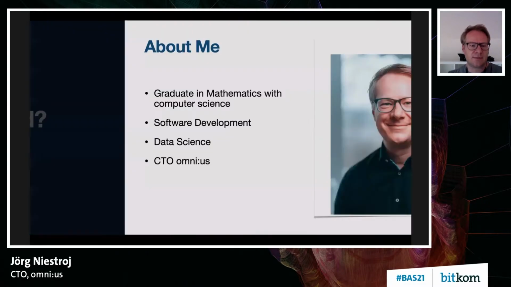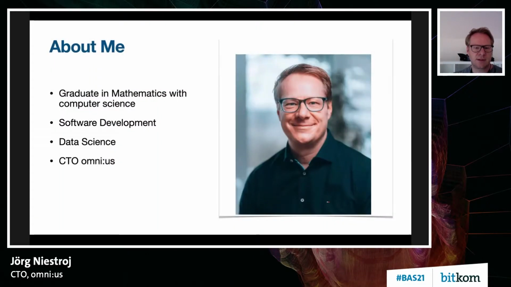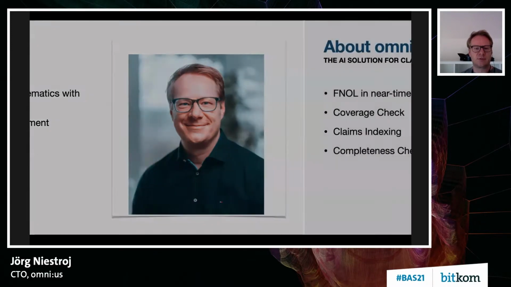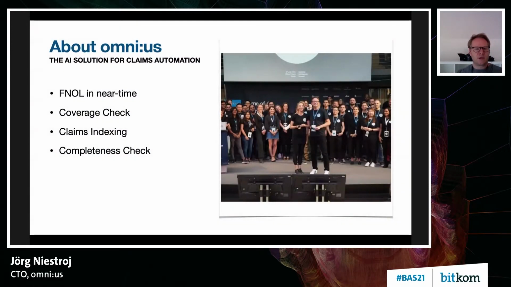But first of all, some insights of me. I graduated in mathematics and computer science, and I care about software development and data science in the companies where I'm working for. At the moment I work for Omnius. I joined them at the beginning of this year, and a little bit more about Omnius. Omnius is providing AI solutions for claim automation for the insurance industry.